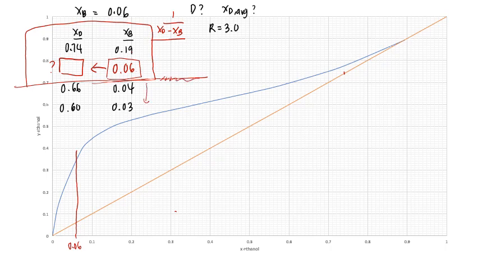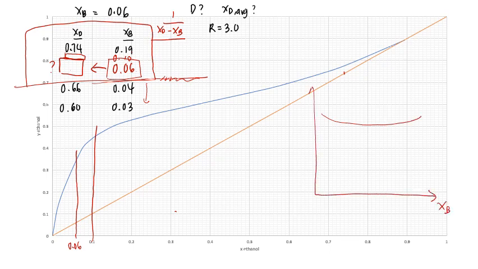So maybe you have to find another point where XB is between 0.19 and 0.06, maybe 0.10. As long as you have 3 points, you can get what XD is here and what XB is here. Then you can do the same step, draw a graph of 1 over XD minus XB against XB, get the area under the graph, and then get the new value of D and the new value of XD average. I'm not going to go through this step again.